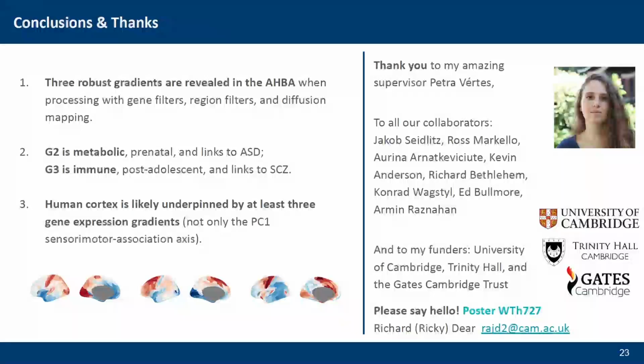So altogether, I've shown that if you process the Allen Human Brain Atlas with some gene and region filters, it reveals 3 robust gradients of gene expression in the brain that seem like they might generalize. The second gradient is metabolic, prenatal, and links to ASD, while the third gradient is immune, post-adolescent, and links to schizophrenia. And altogether, that suggests that the anatomy, development, and disorders of the human cortex are likely to be underpinned by multiple gene expression gradients, and possibly even more if we had more brains one day from the Allen Atlas.